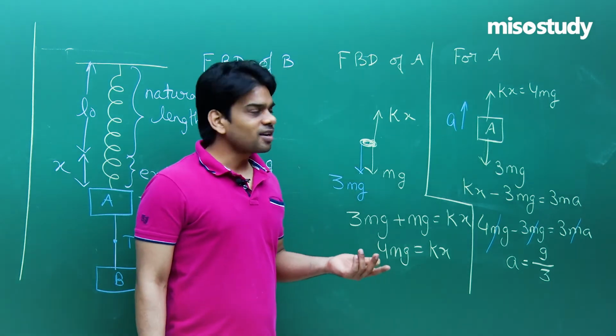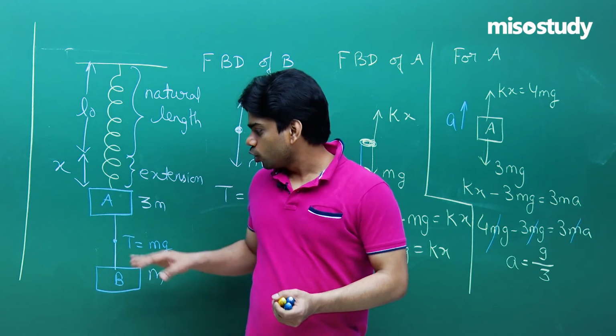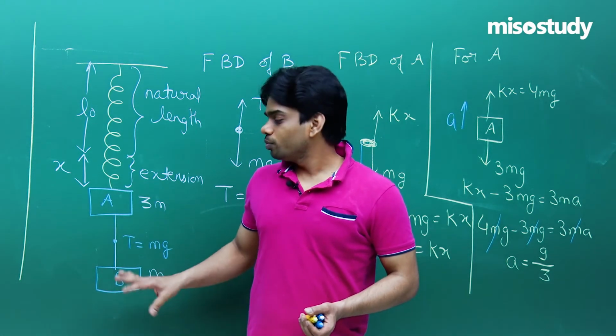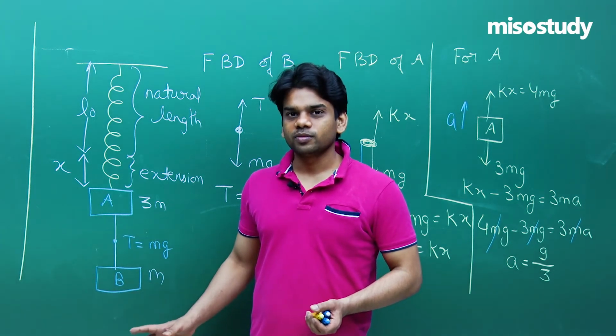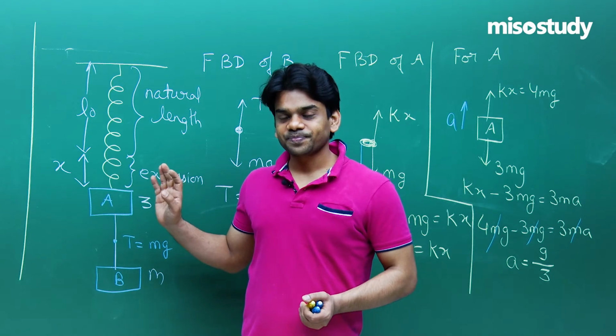Next thing, as the string is cut, for B I have shown you already, this string has got no role to play as the string is cut on B or on A. Tension will be no more, B will be freely falling downwards. It does not matter whether the spring is attached. But the case of A will be different.